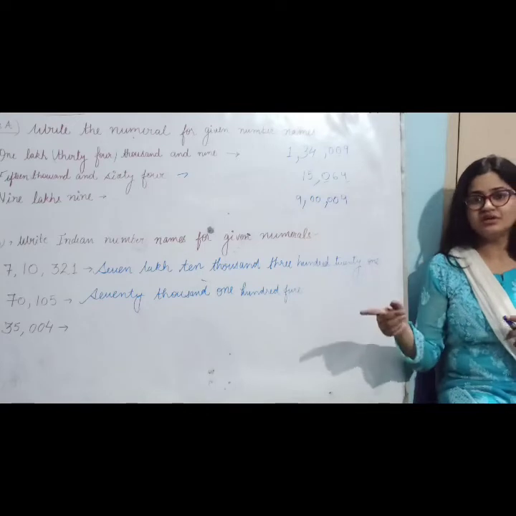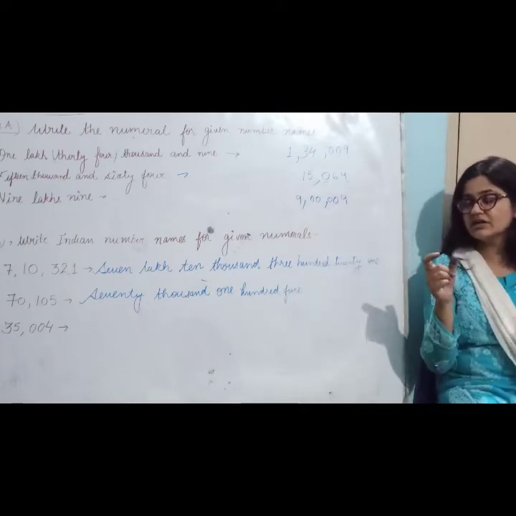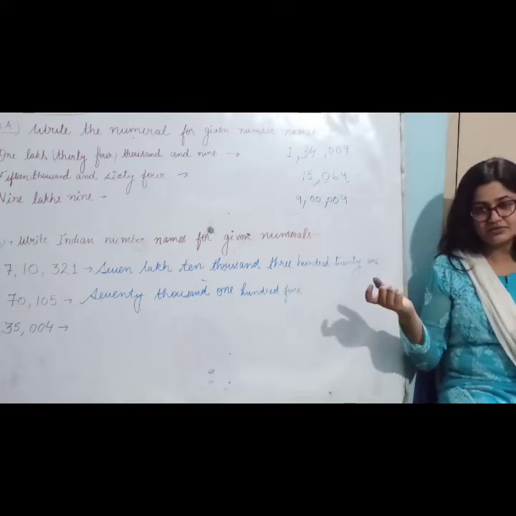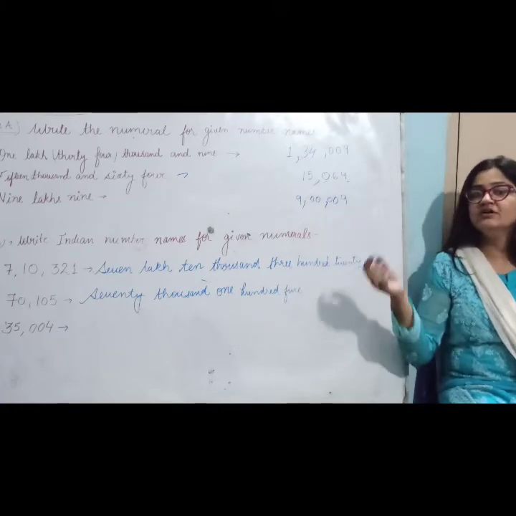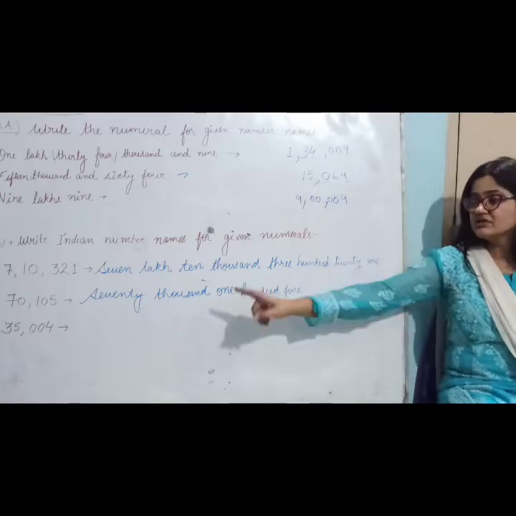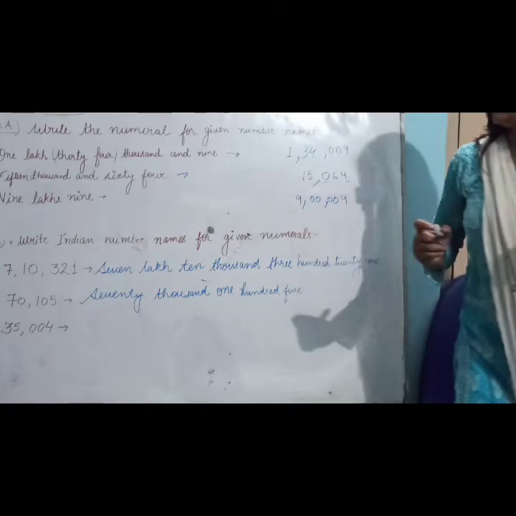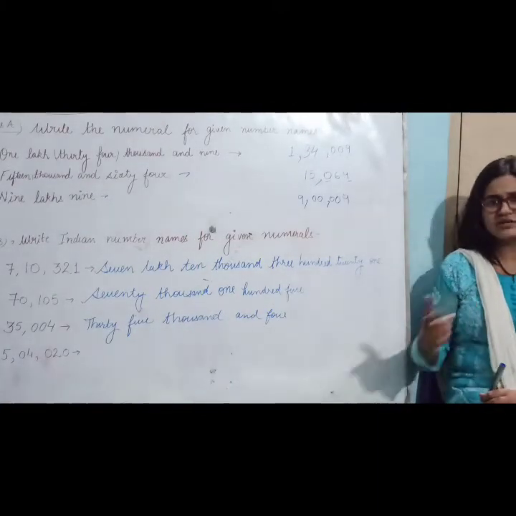Now, see the third one. 35,004. 35 is in which group? Thousands. So 35 thousand, and 004 is recited as 4 only. We are not going to write it as 004. 004 is 4 only. So 35 thousand 4.